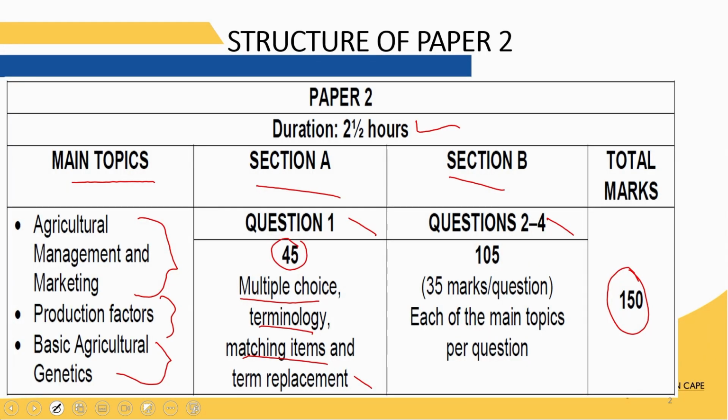Then we go now to our section B, which is question 2 and question 4. These questions carry 105 marks in total. Each carries 35 marks.